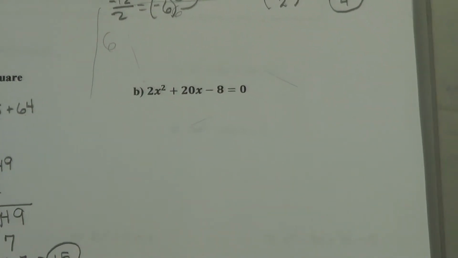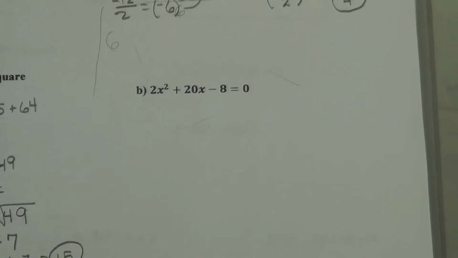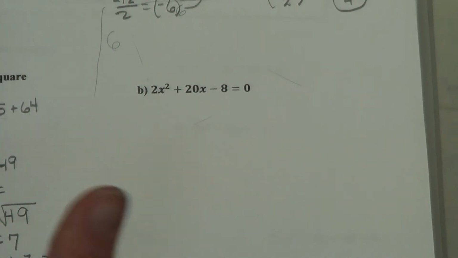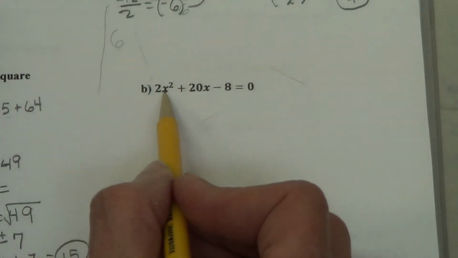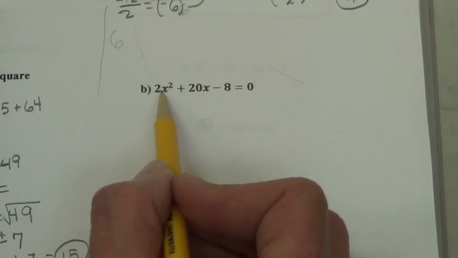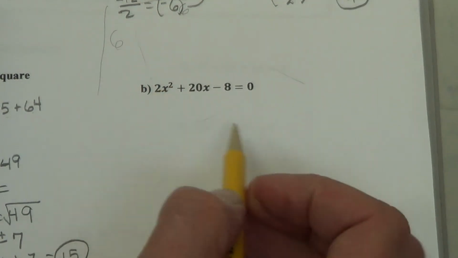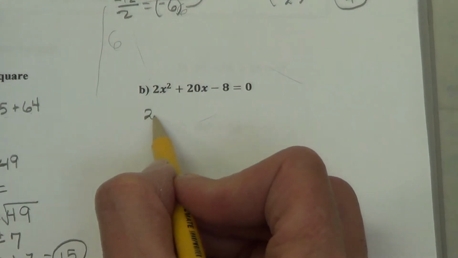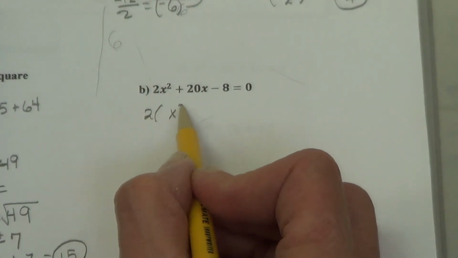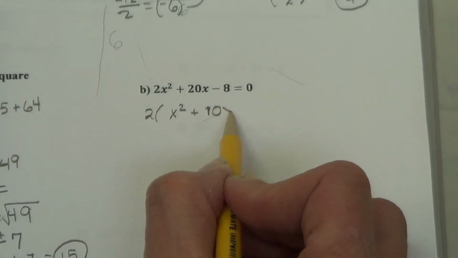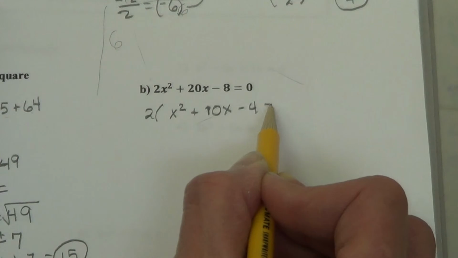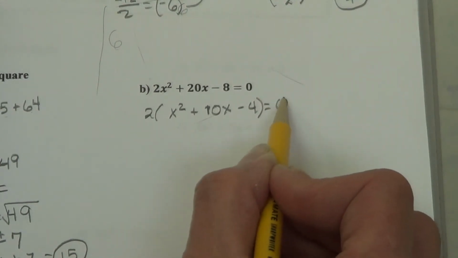Okay, now we have our next problem. It's worked very much the same way, but on this one, the first thing that you would need to do is factor out a 2, because 2 will come out of all of those, and your goal is to have the x squared with a 1 as your leading coefficient. So factor out 2. We get x squared plus 10x minus 4 equals 0.